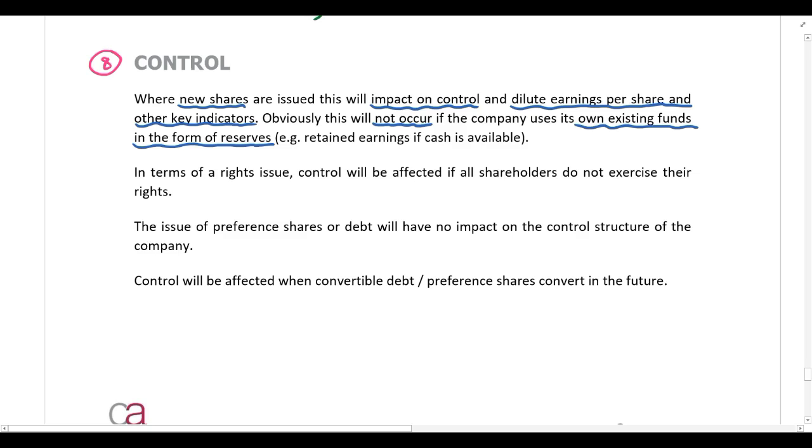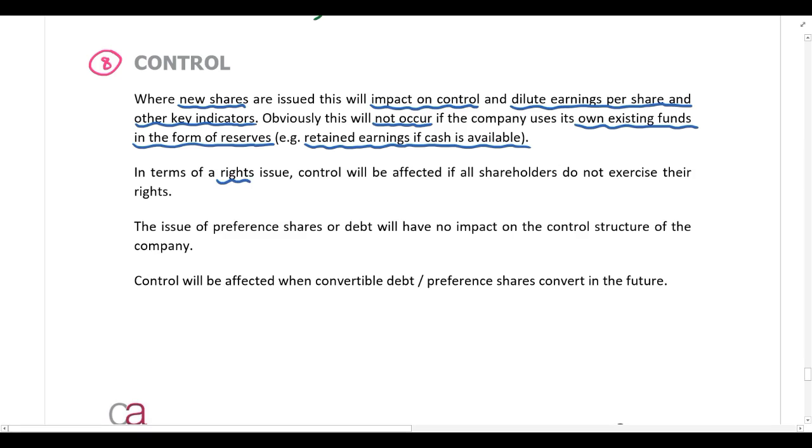If a company is looking at equity finance, either they can issue new shares, or if they have been very profitable in the past and they haven't paid very high dividends and they've got enough cash available within the business, they can obviously finance it using existing reserves or existing cash within the business. So they can use retained earnings if cash is available. And obviously if they do that, control will not be affected. However, if new shares are issued, control will be affected.